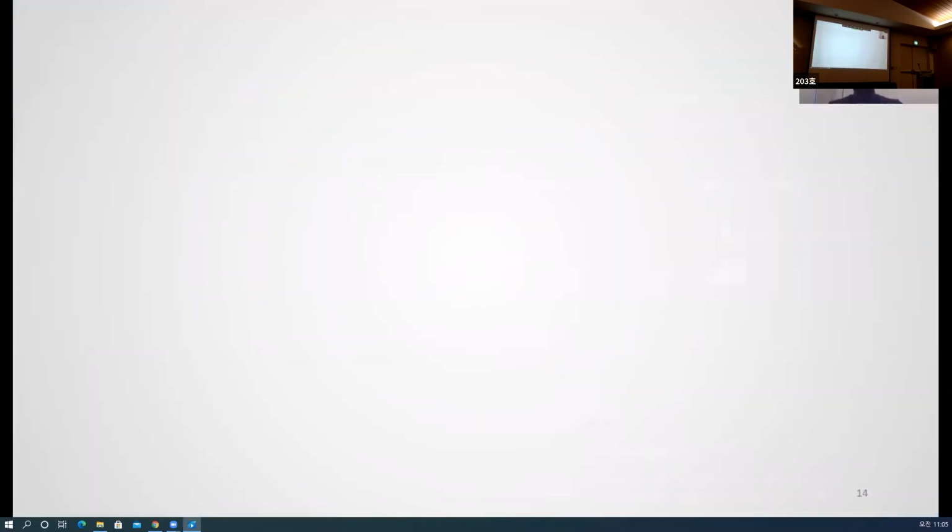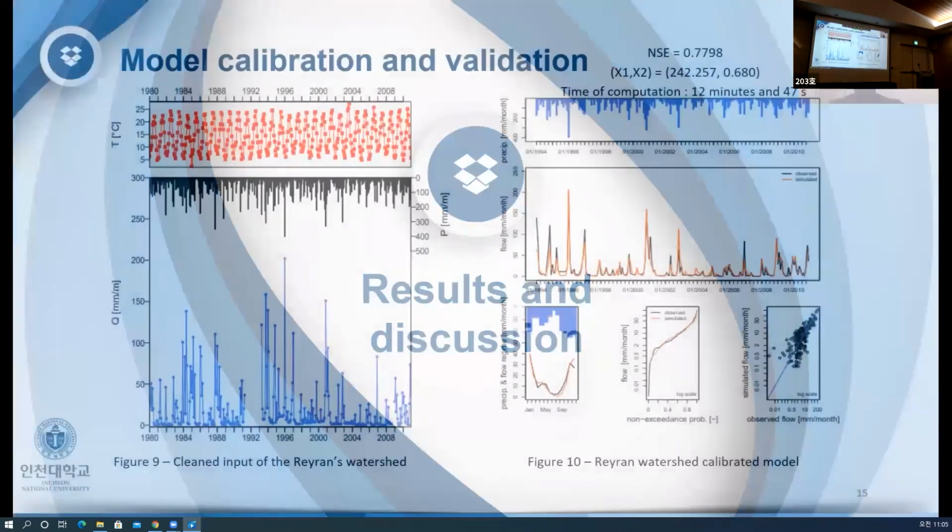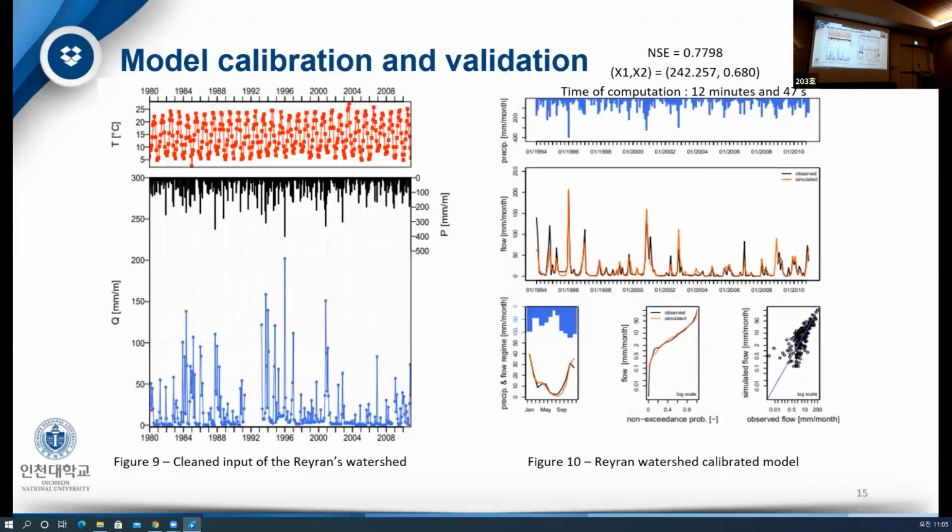So now let's talk about the results and some discussions. Now we can start the simulation. So basically we have data from 1980 to 2010, okay? We divide this period into two sets, one for the calibration and one for the validation.